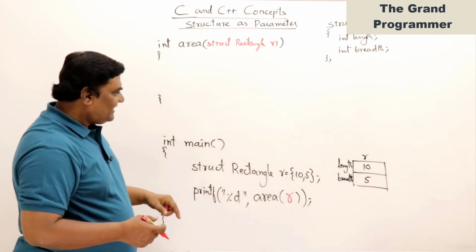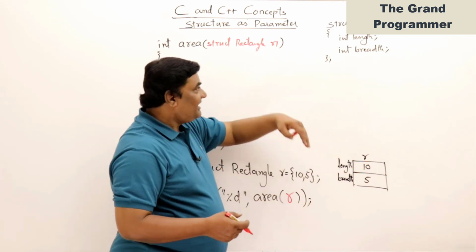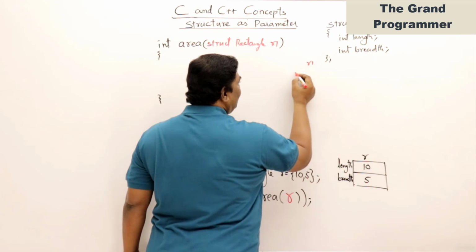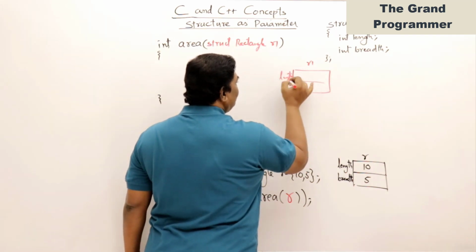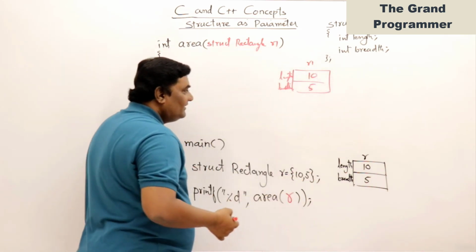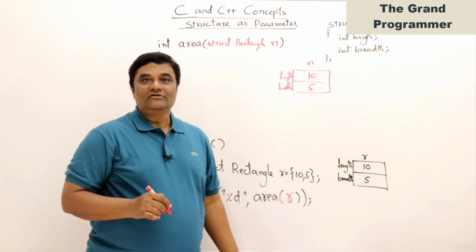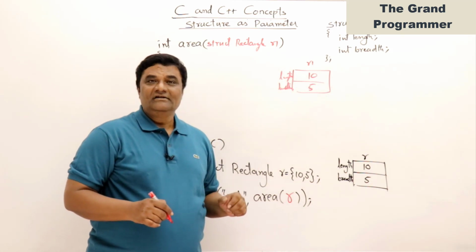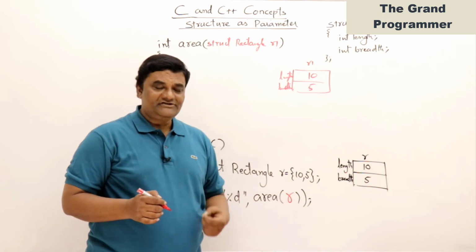So in call by value, what happens? This object or this variable is passed by value. So a new variable R1 will be created here, and it will have its own members, that is length and breadth, right? So the values will be copied here. So it means a separate object will be created. Yes, a separate object will be created in call by value, and everything will be copied into the corresponding members. This is the benefit of structure. This is one more useful feature.